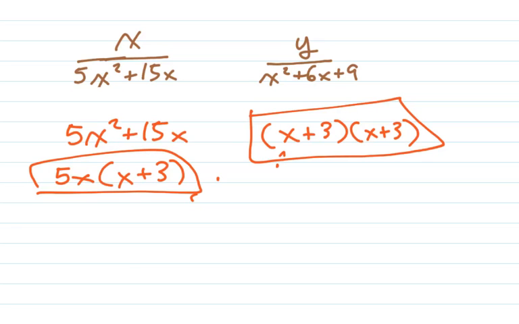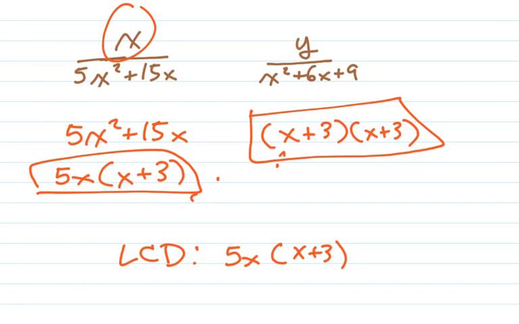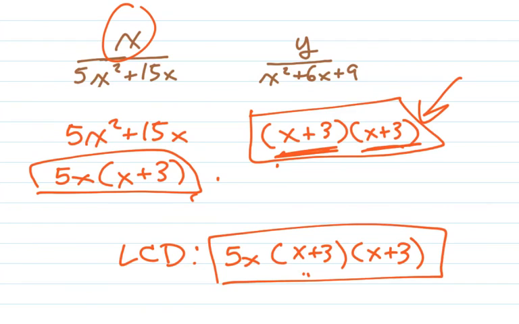So, for my LCD, first I'll go to this equation with the x on the top, and I'll say, okay, my LCD, I need a 5x, and I need an x plus 3. Well, what else do I need? Let's go to our equation with the y on the top. I have one of the x plus 3's already listed, but I need to write another x plus 3. And this is going to be my common denominator. It's already fully factored. We don't have to worry that it's a cubic equation. And it's our lowest common denominator.